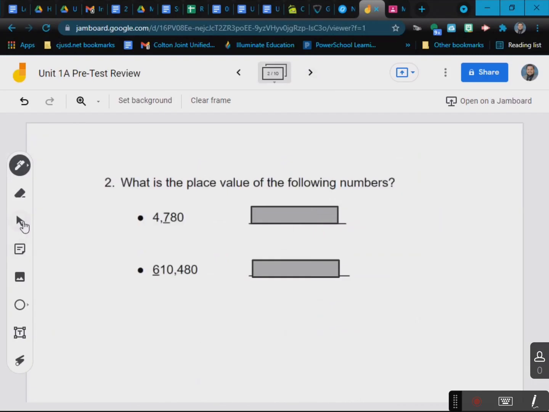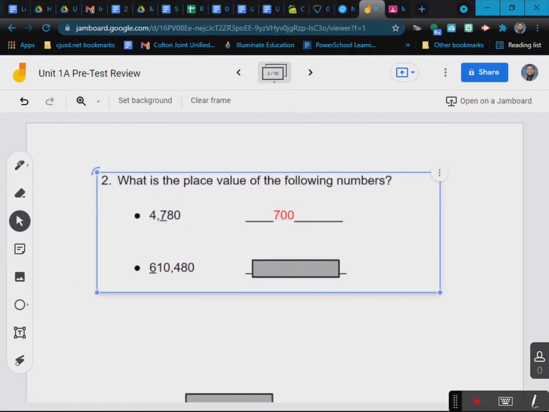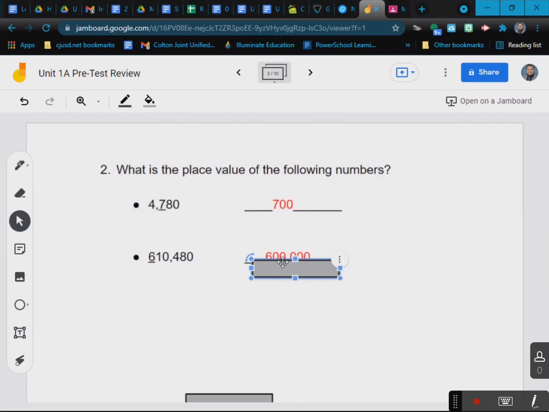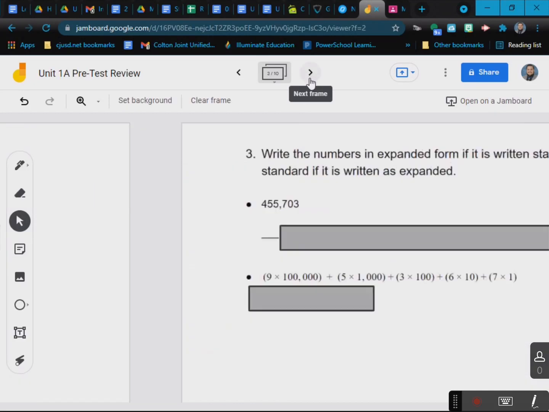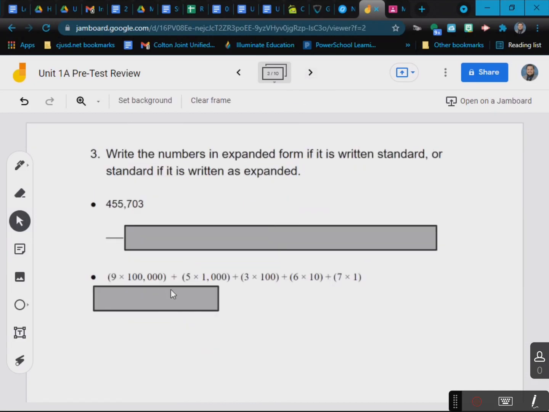So what is the place value of the following numbers? So 1, 10, 100, it's 700. And then the second part of that is 1, 10, 100, 1, 10, 100,000, it's 600,000. Okay? Number 3, write the numbers in expanded form.